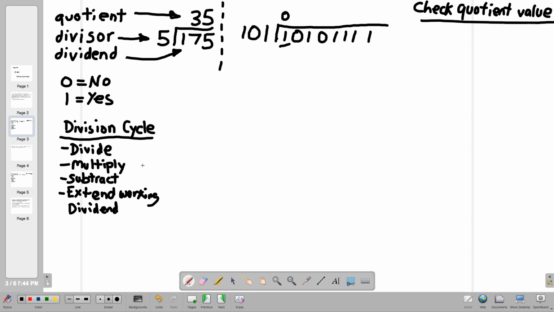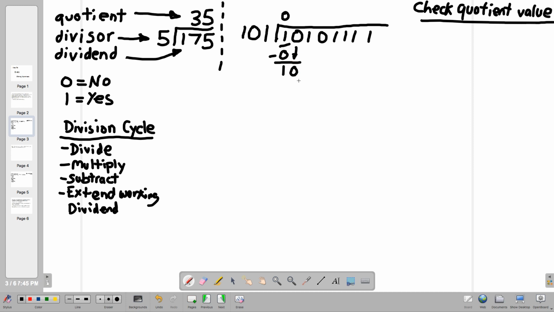And then our next step of the cycle is multiply. So we get 0 times 5 is 0. And then the next part of the cycle is subtract. So we subtract 0 from 1. So 1 minus 0 is 1. And then the last part of that cycle, we want to extend the working dividend. So we bring down the 0. And so that's represented here.